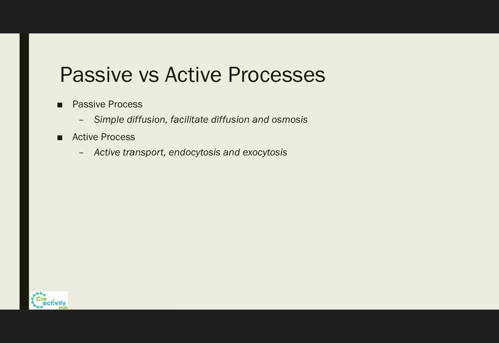The permeability of the plasma membrane will vary depending on the organization and the characteristics of the lipids and the proteins within the plasma membrane. A substance may pass through the membrane by a passive or an active process, and there are three passive processes. We have simple diffusion, facilitated diffusion, and osmosis. And there are three active processes: active transport, endocytosis, and exocytosis. Let's take a look at all of these processes in a little bit more detail in the next few slides.